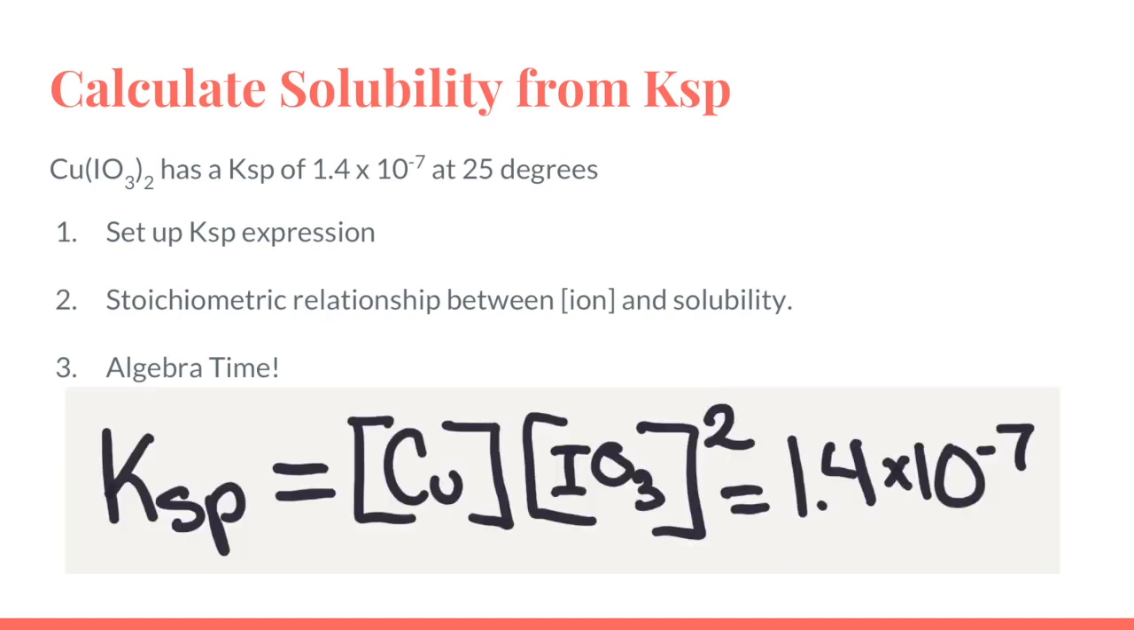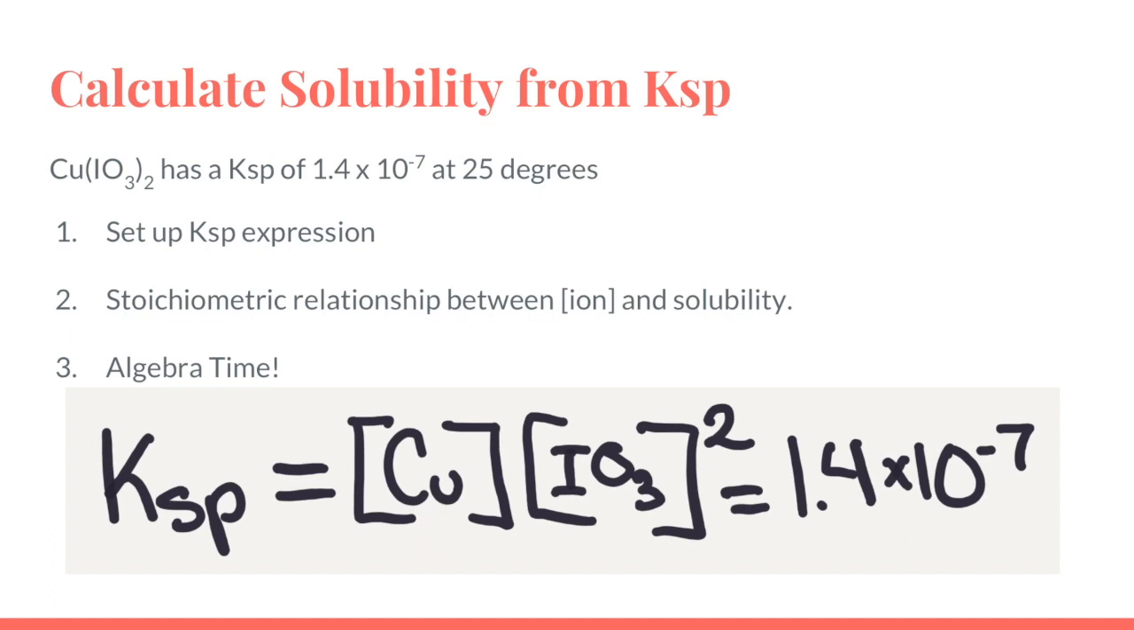In this problem, we are given copper iodate and its Ksp. We're being asked to solve for the solubility. We're going to set up our Ksp expression with the copper ion concentration, the iodate ion concentration, and then raising that iodate ion concentration to a power of 2. Then I've set it equal to the number I've been given. Then I need to figure out what to put in these.